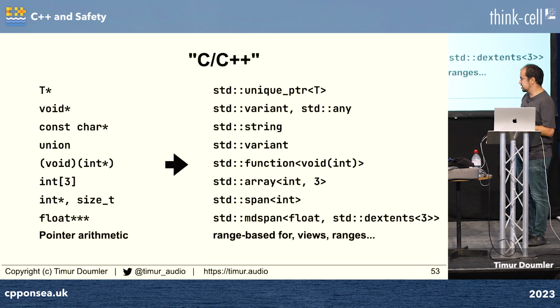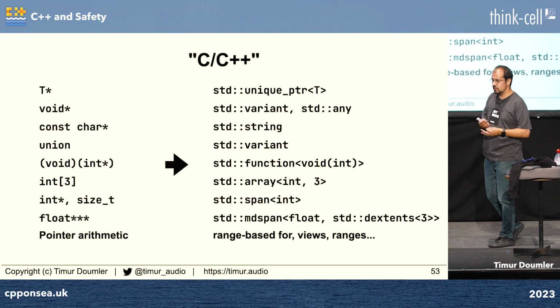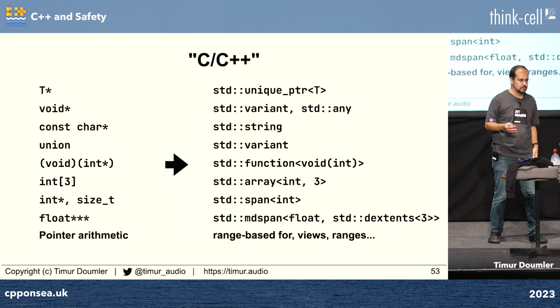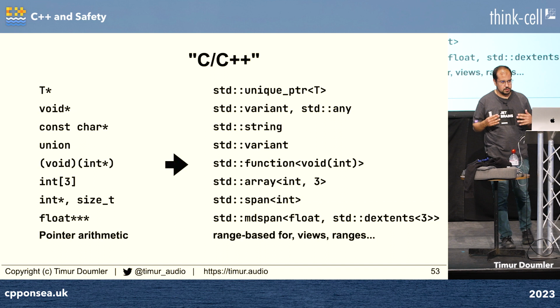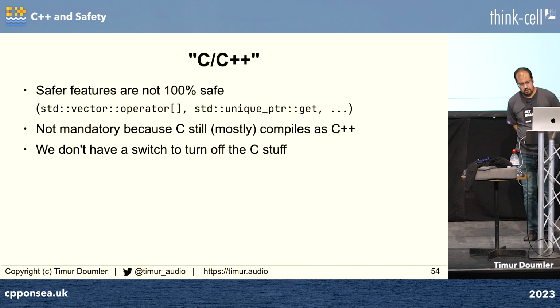And in general, we just don't have to do any pointer arithmetic, right? Because you have range-based for loops, you have views, you have ranges, you have all of this good stuff. So I don't think anybody can argue that C++ is a much safer language than C because of those things. However, there are, of course, a few problems.